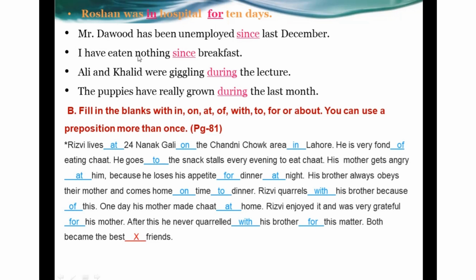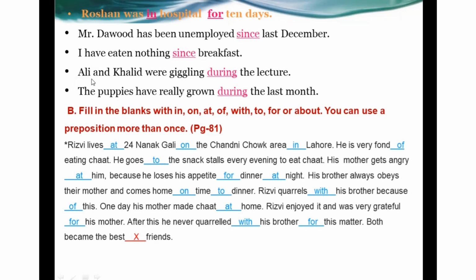I have eaten nothing since breakfast. Breakfast is given. Some specific period of time is mentioned. That is why we are using since, which means starting from the morning up till now, this person has eaten nothing. Did you understand, students? Something starting from a specific period up till now, which is still happening, for that we will use since. Now let's come to the next example.